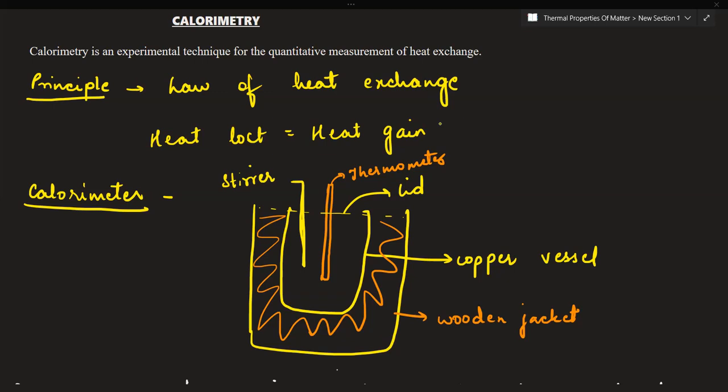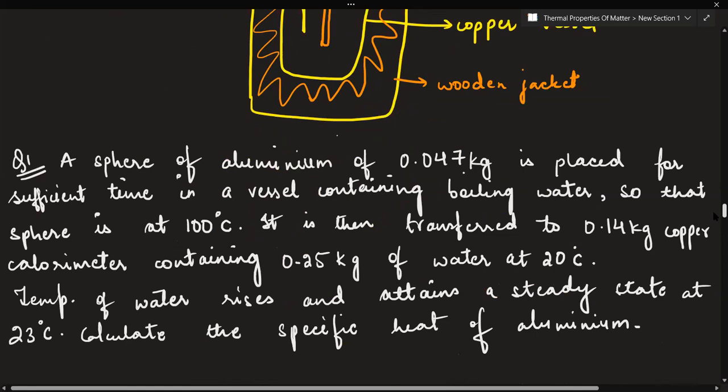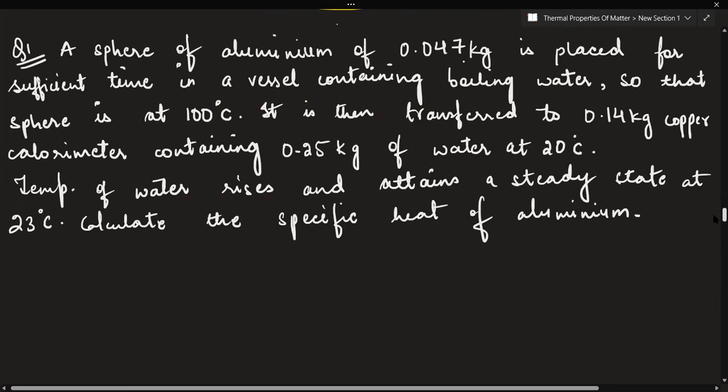And a thermometer is placed. What is the principle and working of a thermometer? We have discussed it. A thermometer is kept in order to measure the temperature. So this is a calorimeter, just to measure the heat exchange. So see what kind of questions we get on this.